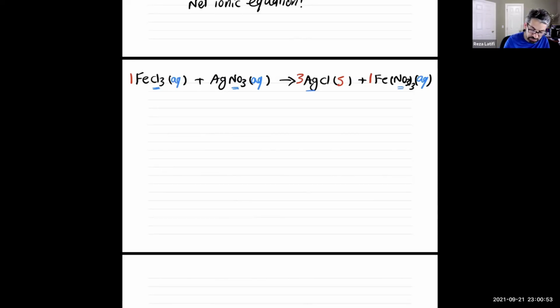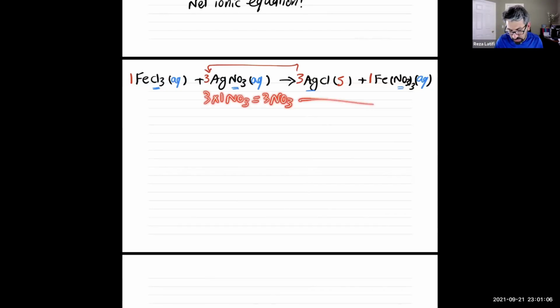How about silver? I need to put 3 there to fix it, so it will be 3. 3 multiply 1 nitrate, 3, and on the right side we have 1 nitrate. 1 multiply 3, it will be 3 nitrate, and it's going to be equal to the number of nitrates on the left side. So the reaction is balanced. That's good news.